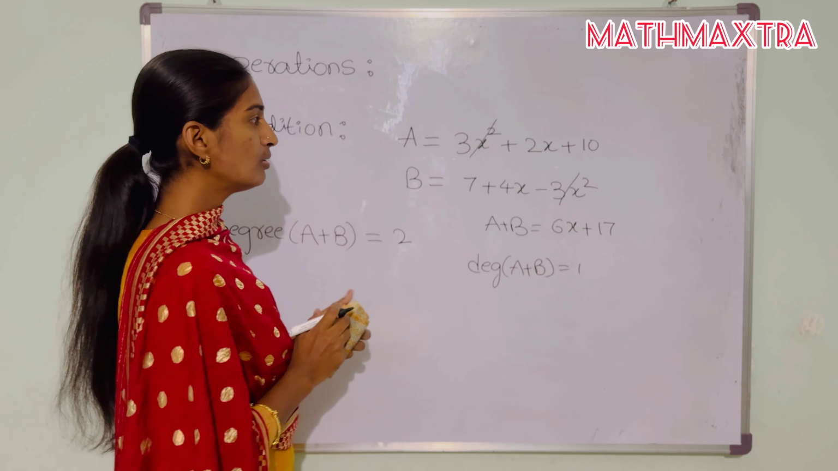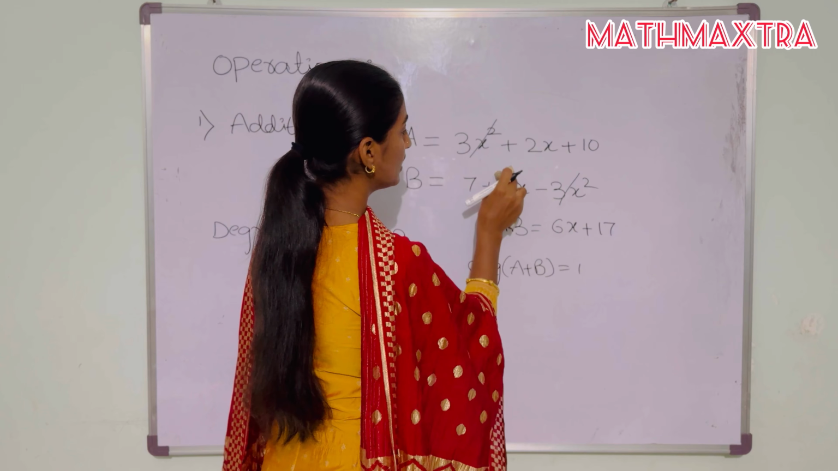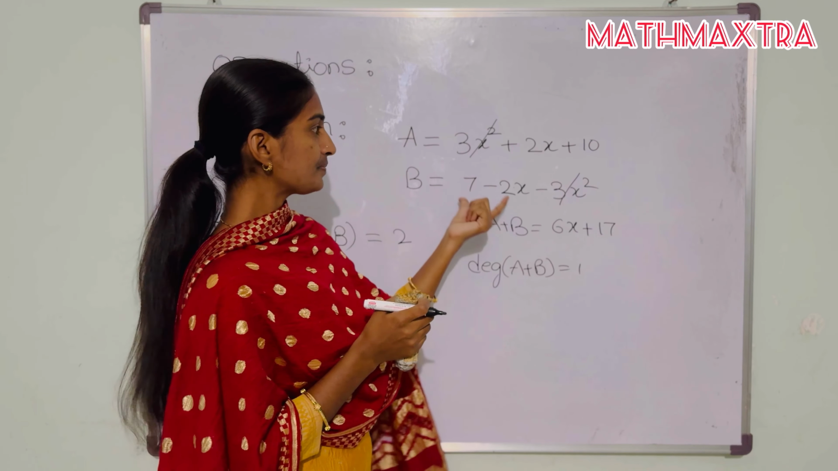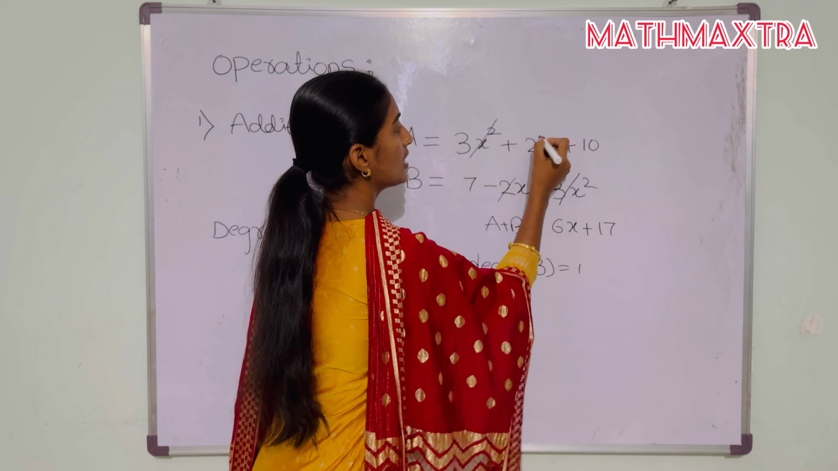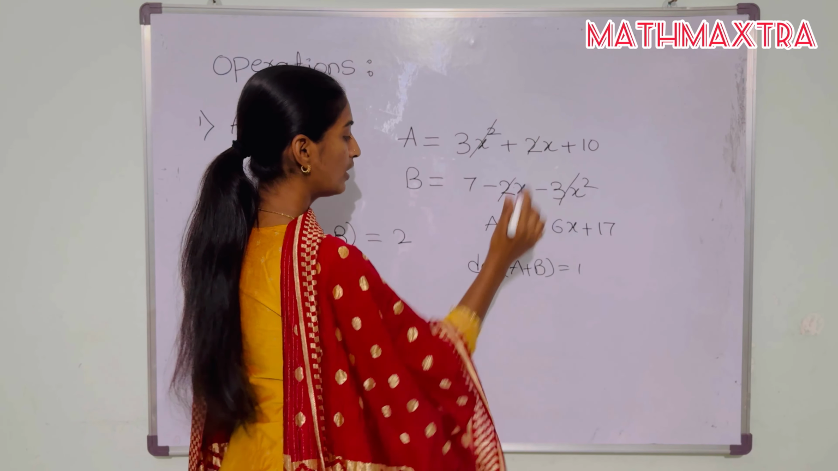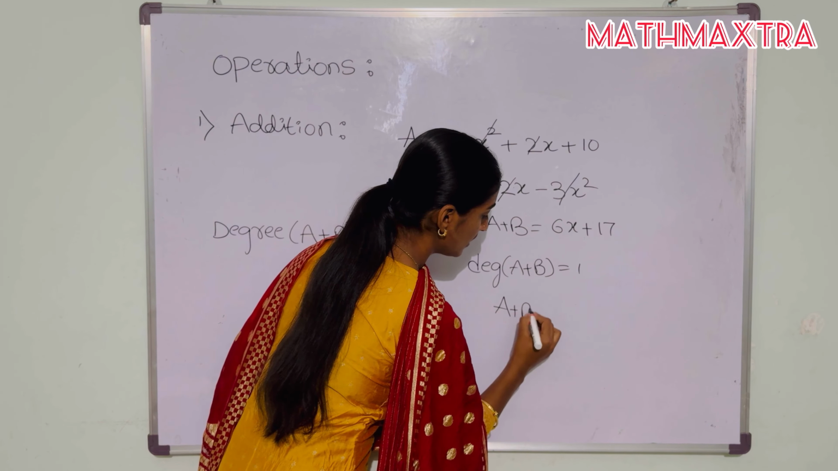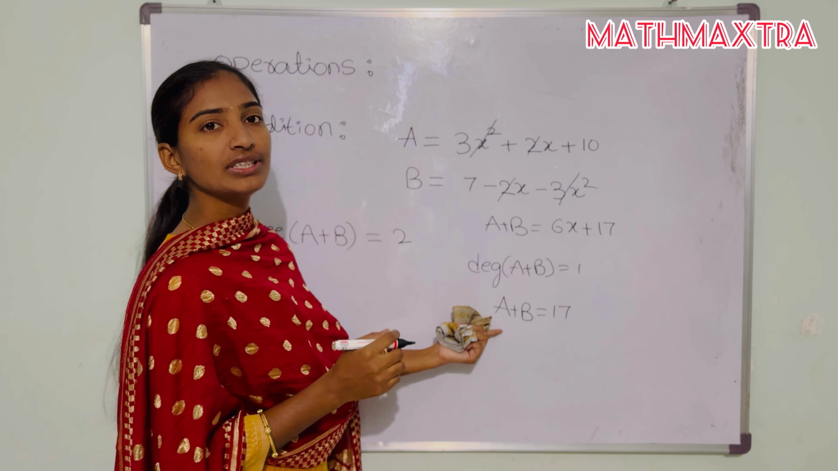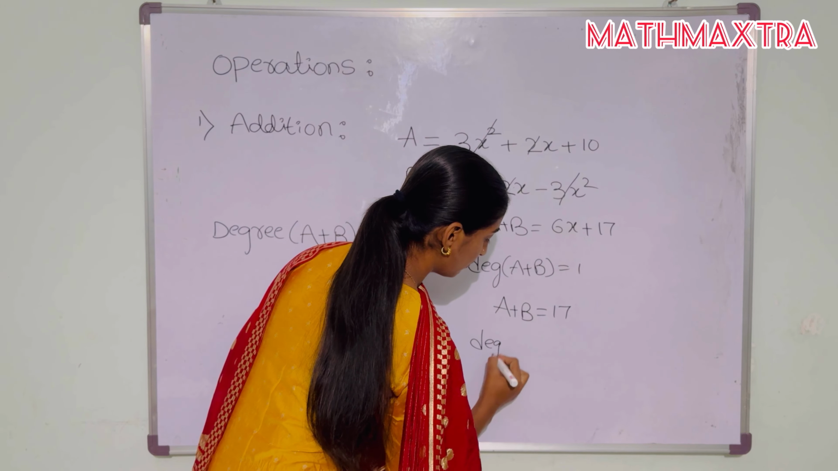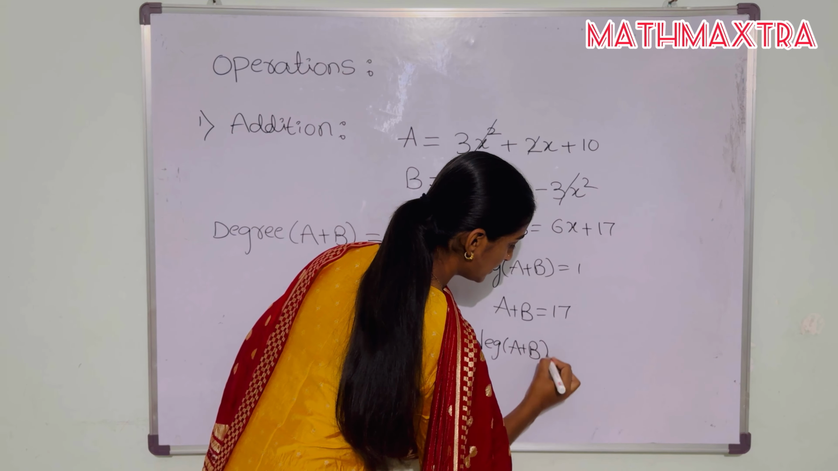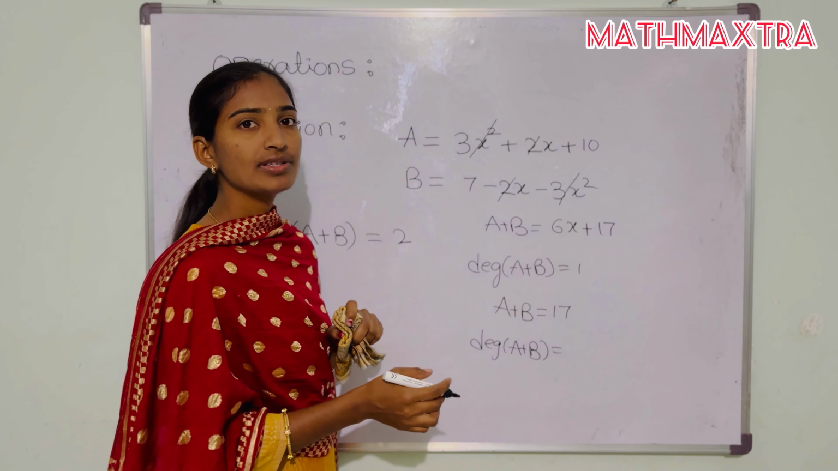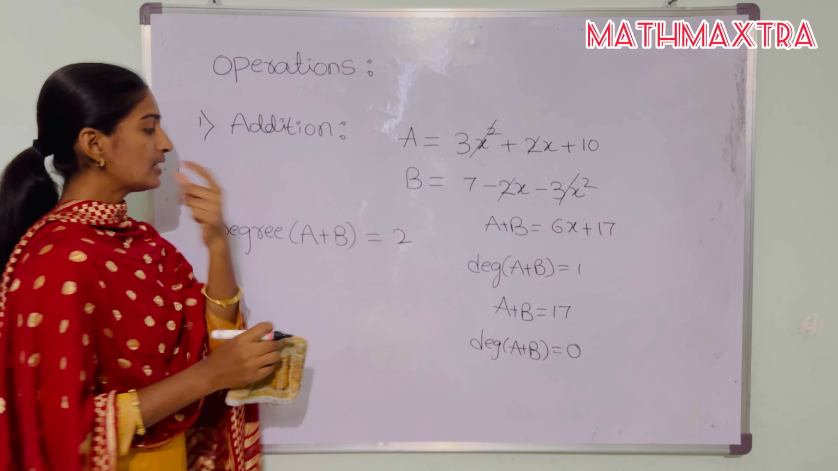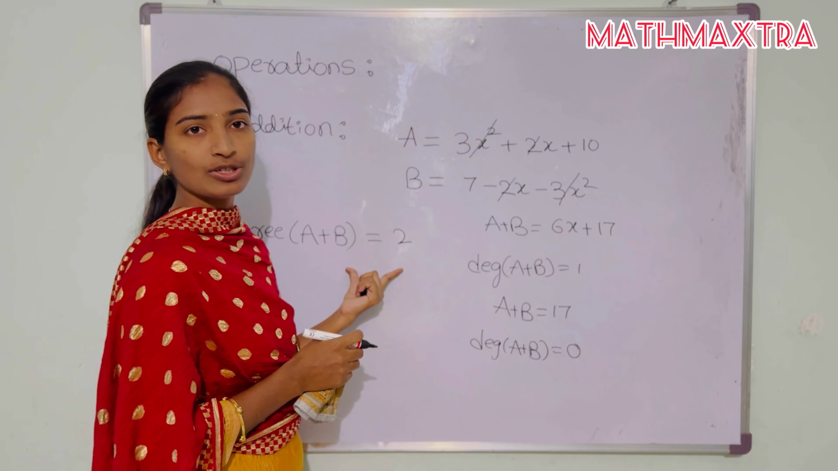Okay. Now take one more example, that is, this I am considering minus 2x. Now you add. What happens? These 2x terms also get cancelled. Okay. So what will be the remaining part of A plus B? Which is nothing but simply 17. Now what is the degree of this? So degree of A plus B is equal to, what is the degree of a constant term? It is always 0.